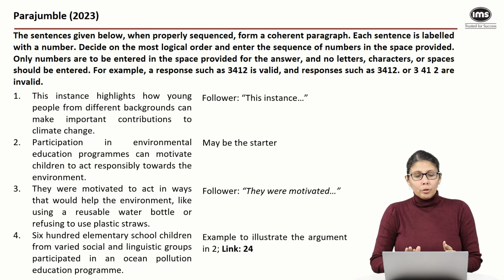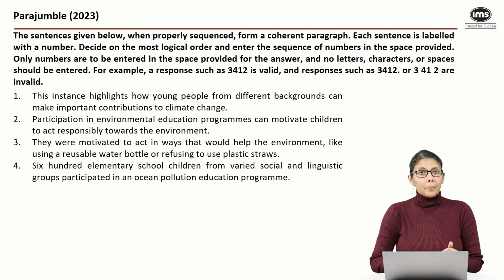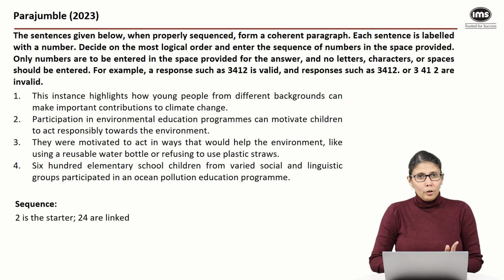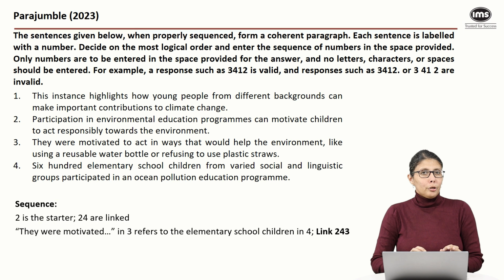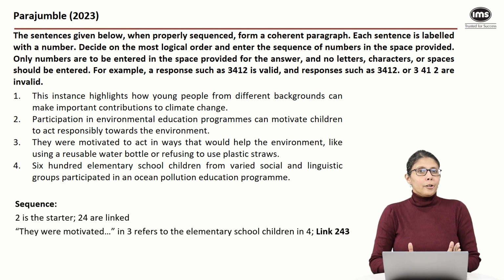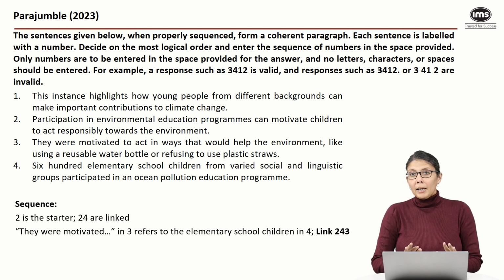Now we already know that 2 is probably the starter and we have already put 2 and 4 together. So half the task is done. But we still don't know what to do with 1 and 3, which is okay. We're going to take a look at the statements one more time. What do we have so far? 2 is the starter, 2 and 4 are linked. So the next step here is going to be to look at maybe 1 or 3. When it says they were motivated, clearly we're referring to an event that has already taken place. So 3 refers to the elementary school children who are mentioned in 4.